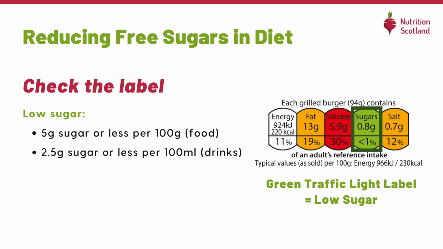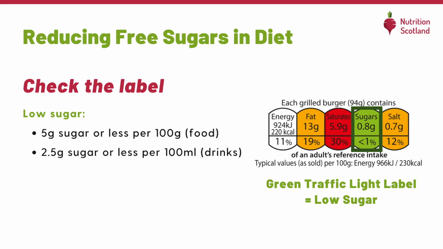Choosing foods and drinks which are low in sugar is one way to reduce your overall free sugar intake. Foods that are low in sugar have 5 grams of sugar or less per 100 grams of the product, whereas drinks that are low in sugar have 2.5 grams or less per 100 mils of the product. You can usually find the amount of sugars present in a food or drink product per 100 grams or per 100 mils on the back of pack food label.